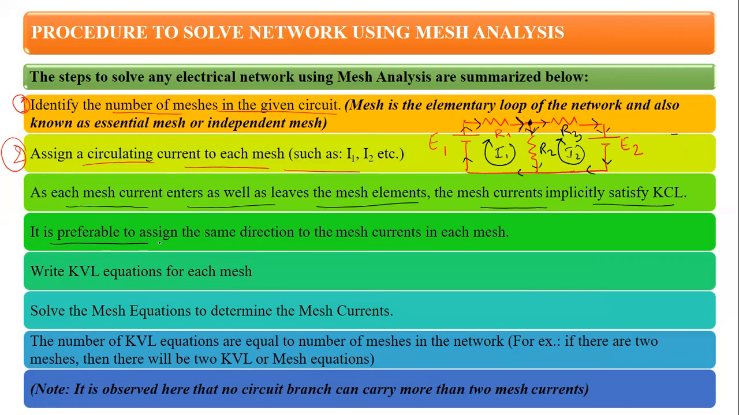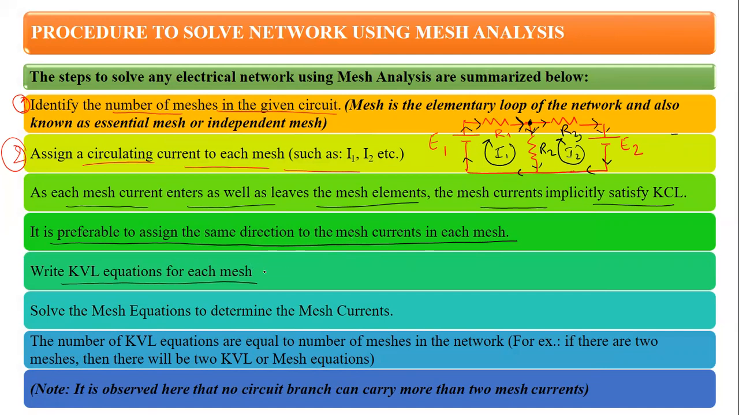It is preferable to assign the same direction of mesh current in each mesh. This is what I just discussed, just for simplicity. Otherwise, you can take any direction that you want. Then we will write the KVL equation of each mesh. Now let us write the KVL equation of mesh 1. What will be the equation? It is E1 like this, and some drop is there, then some drop is there. We'll see how it is written in the next slide.